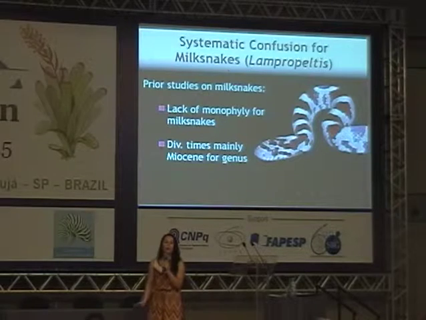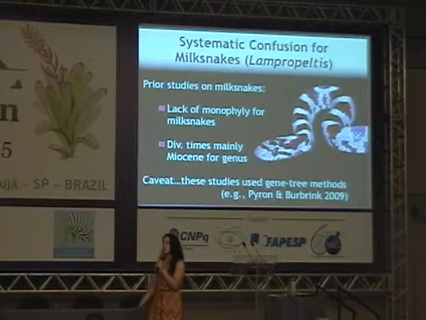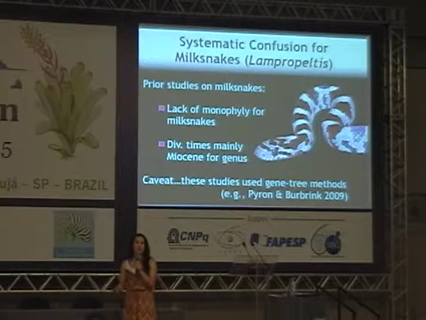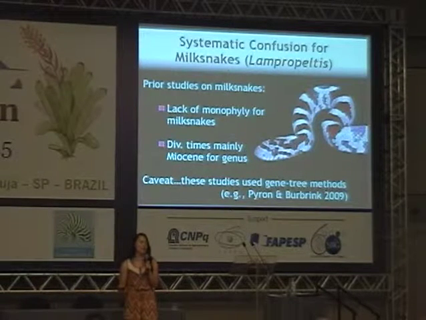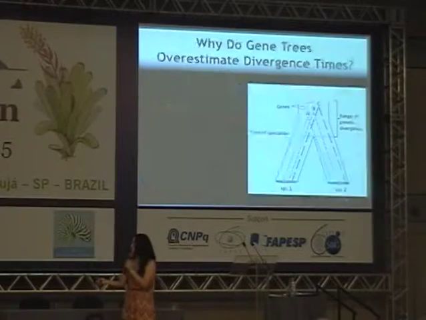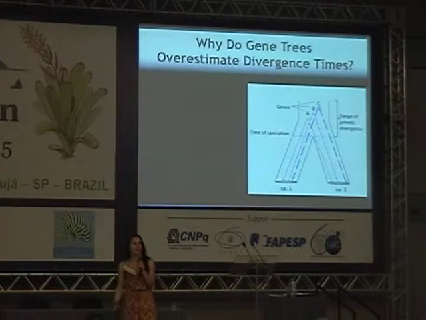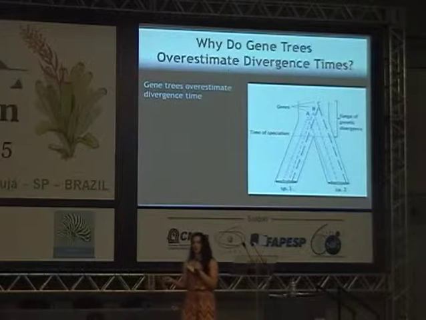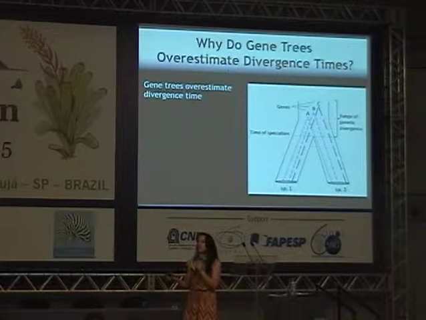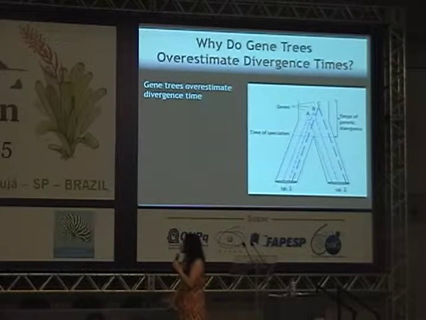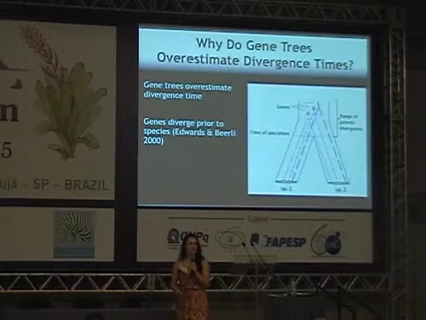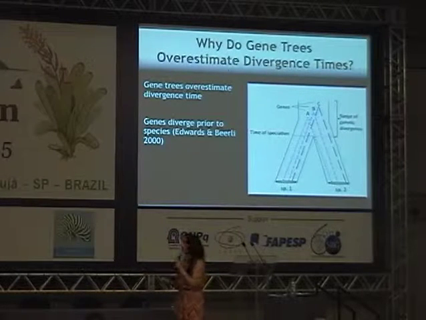But these two things have only been illustrated using data sets that are using gene trees and not really species trees. So that's a bit of a caveat considering how much we actually know about how this can cause problems. So why do gene trees actually overestimate divergence times? There's been some simulation work as well as some empirical work that illustrates this. But the reason for this is that genes are typically, that variation that's there, it often is taking place or diverging prior to the divergence of the species.